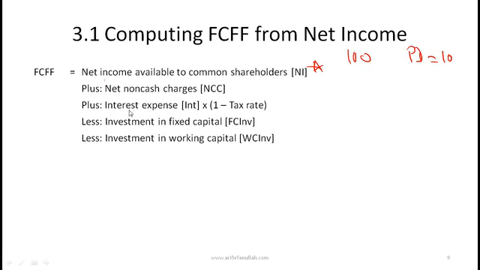So you also want to see what money is available to them. This after-tax interest expense had been subtracted to come up with net income. Now you add it back. Why? Because net income is from the perspective of shareholders. Now we need to take the perspective of both shareholders and bondholders. So we add this back.